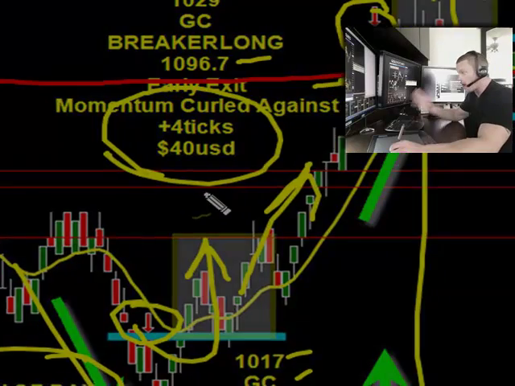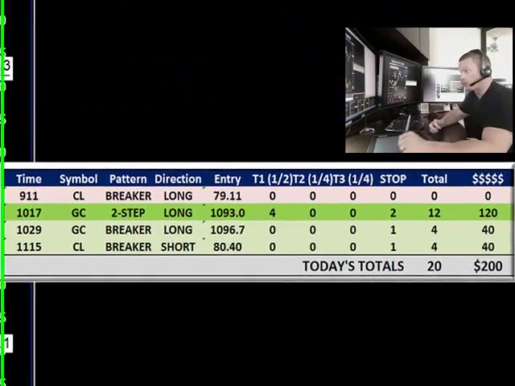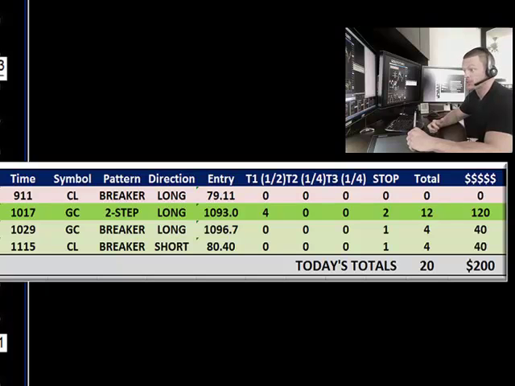So we finished up the morning here, guys. Finished up the morning on a good note, right? We started off with a scratch. Nice big winner there, second trade of the day, and we finished up the morning with two small winners there as well. As you can see, though, guys, the market was really not in much of a position to give us much to work with today.